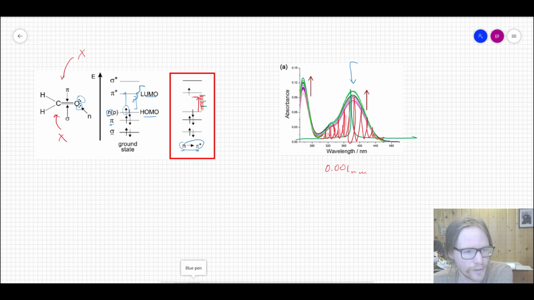If you go on to do gas phase measurements where you can assure that the formaldehyde molecule is far apart from other molecules, then you can start to have fine resolution of vibrational and rotational modes.